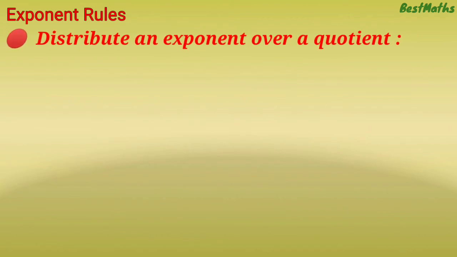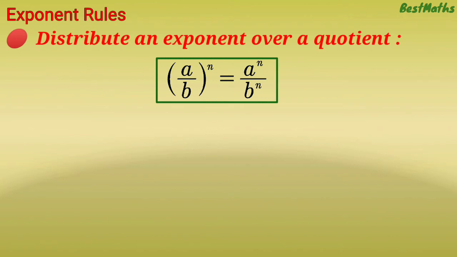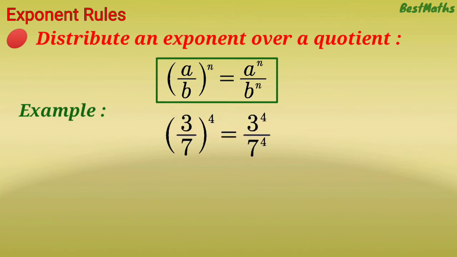Similarly, we can distribute an exponent over a quotient. If I have a over b all raised to the n, that's equal to a to the n over b to the n. For example, 3 over 7 all raised to the 4 is the same thing as 3 to the 4 over 7 to the 4.